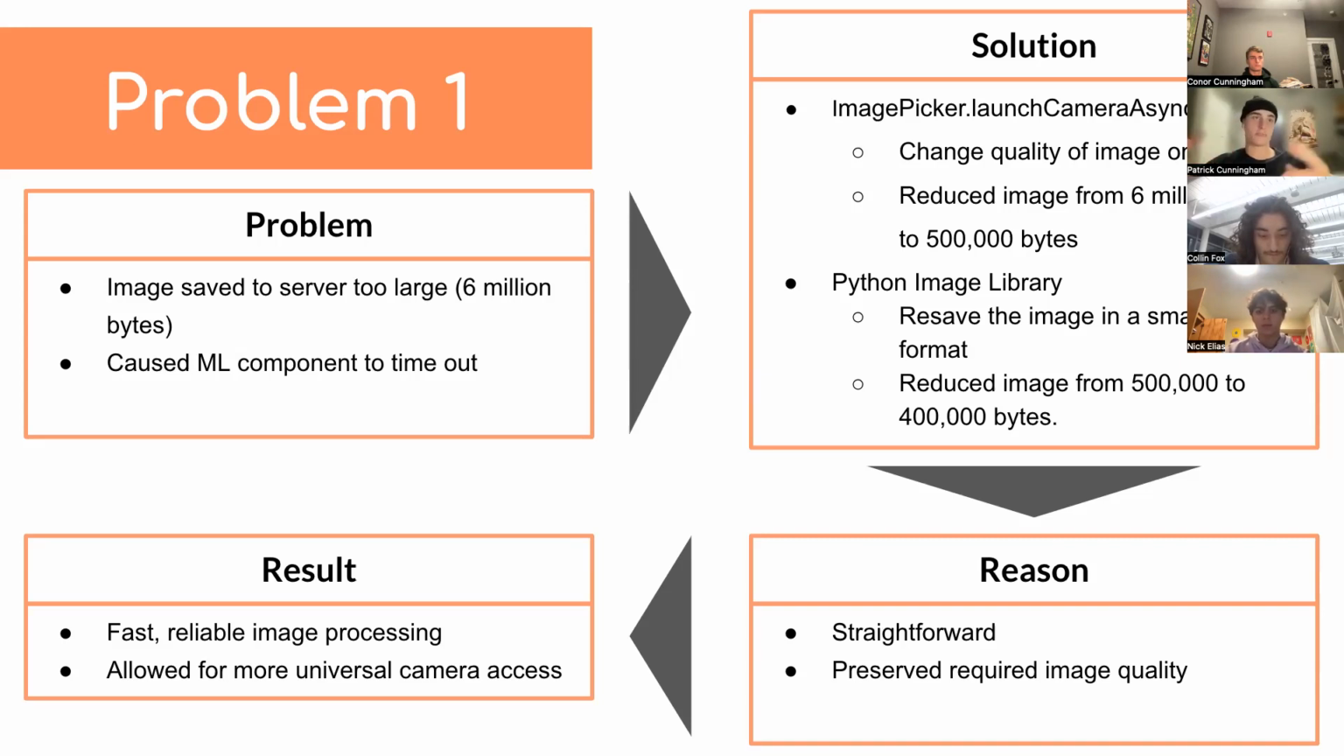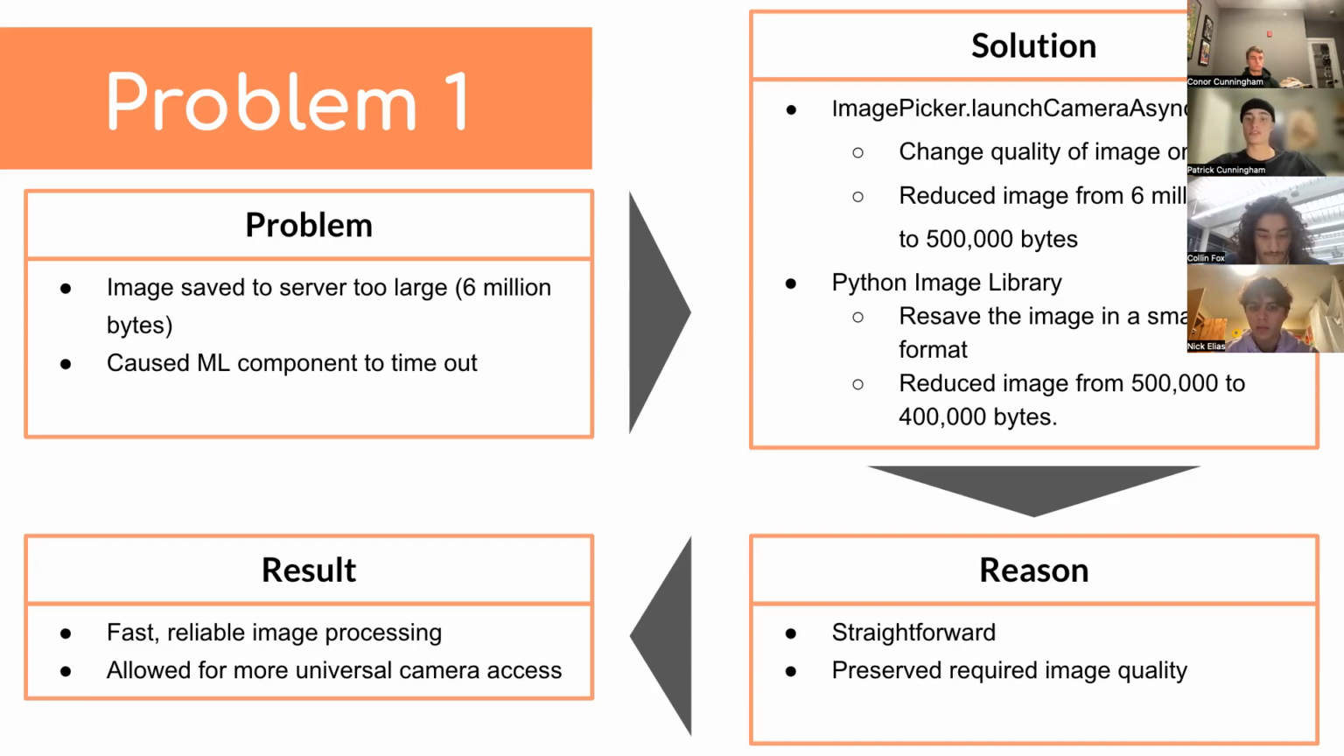We found the sweet spot, I think 0.1 gave us the best size. Obviously it reduced it from 6 million bytes all the way down to half a million bytes. It was a huge difference, but it still preserved the quality of the image and was still able to be recognized by the ML model.